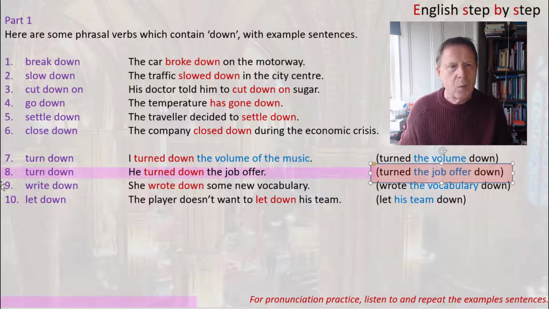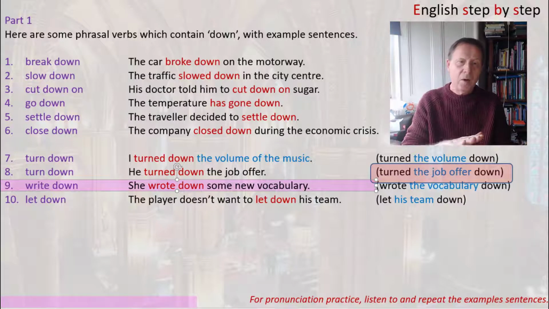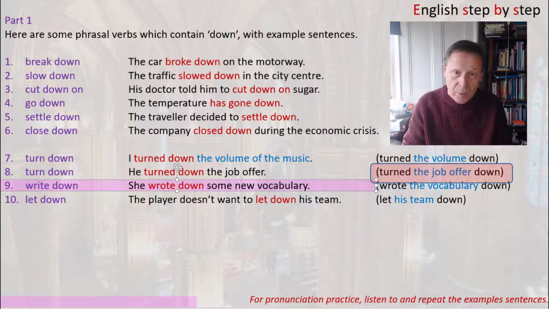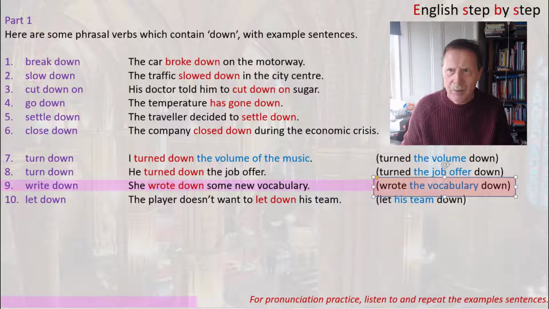The next one is write down, and this one, write of course means to use a pen or to make sentences on paper, but here we have the idea of putting it on a piece of paper or in a notebook or in any kind of book. For example, she wrote down some new vocabulary, in this case a vocabulary book. And of course we can separate these two parts of the verb, wrote the vocabulary down.